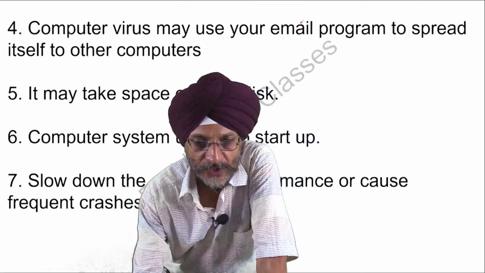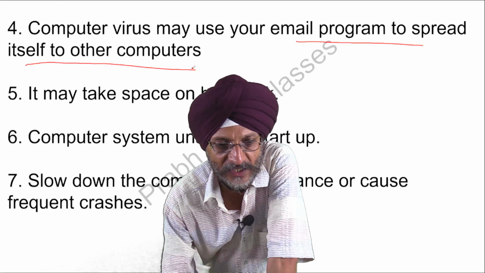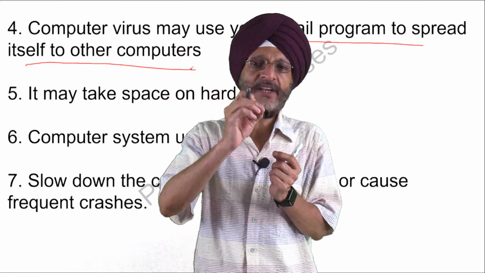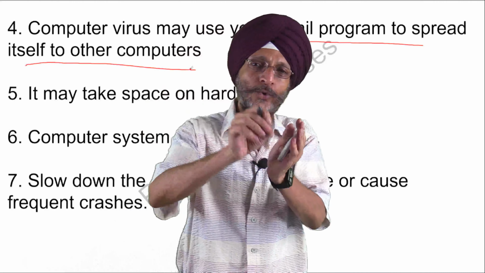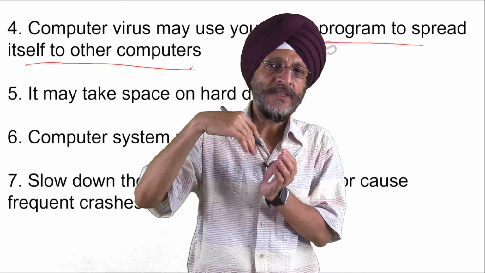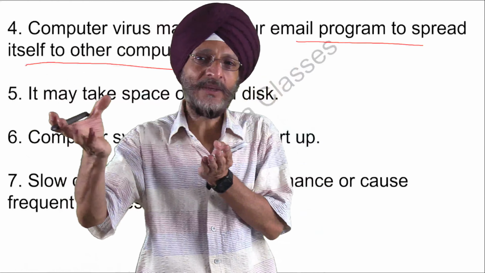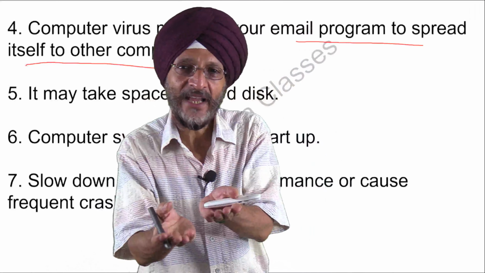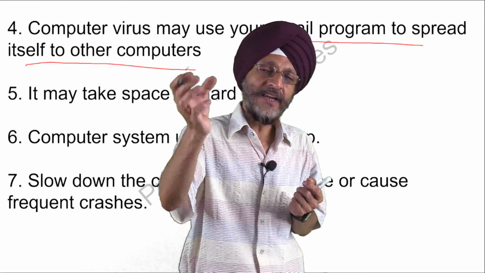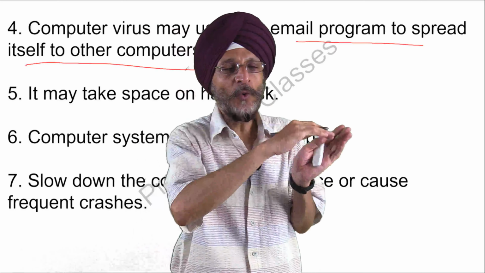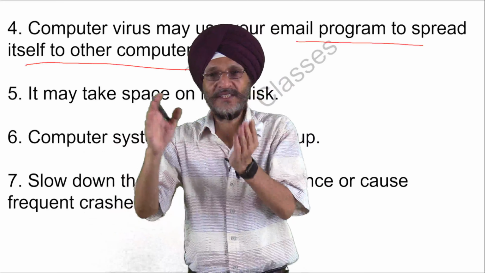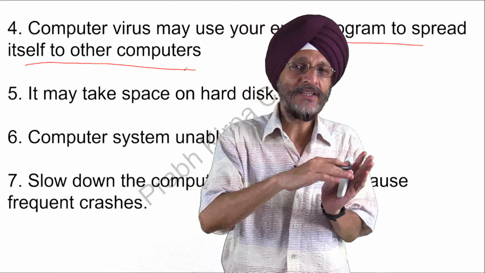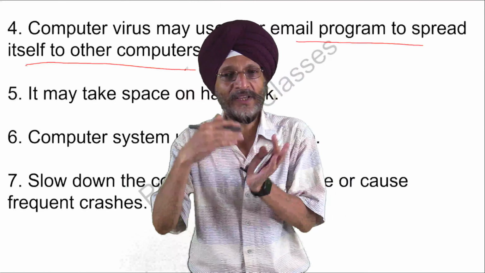A computer virus may also use your email program to spread itself to other computers. It means that if a computer virus has hit your system, it may be programmed to use your email system. Suppose you are using Gmail. It will use your Gmail and send itself by email to your contact list. When the person on your contact list receives the email, he will open it and the virus will be hidden in the email attachment. When he opens the attachment, the virus will hit the computer system of your friend or relative. This email was not in your knowledge; you were not aware that the virus had sent the email to a known person. The computer virus has done this on its own.